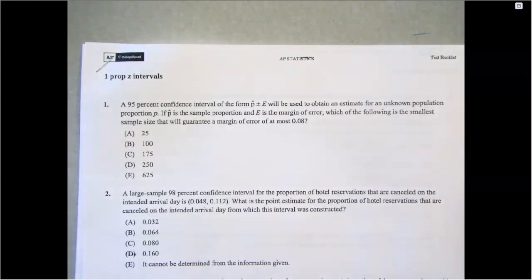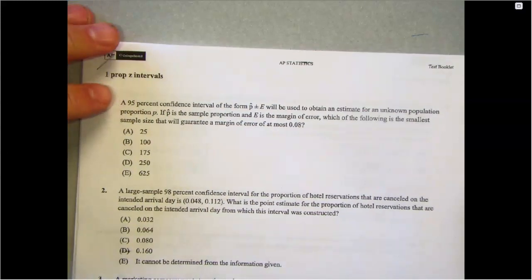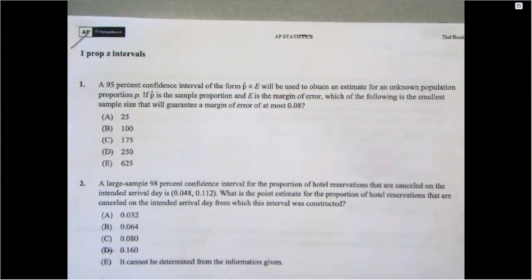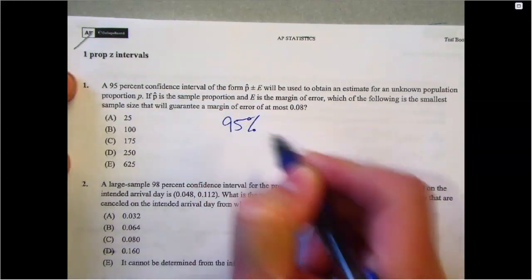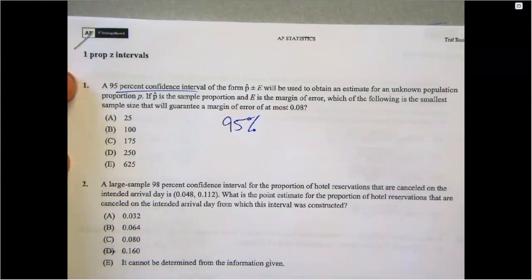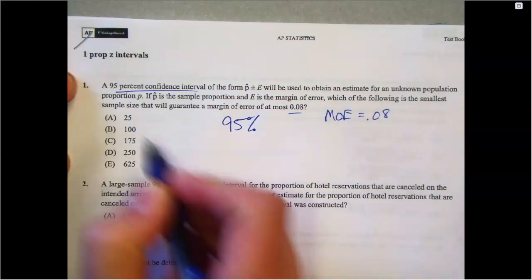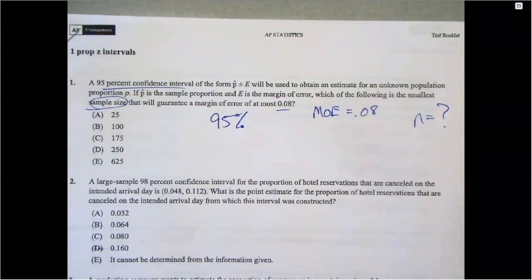Alright. I want to start with a few problems I picked out as I'm looking at it. I don't even know if I'll do the whole problem, but just to start you off. This first one, I said it out loud yesterday, but it's probably easier if I show you. It's a 95% confidence interval. Margin of error is 0.08. You're looking for the smallest sample size. So the question is, what's n? But it doesn't quite look like you have enough information.